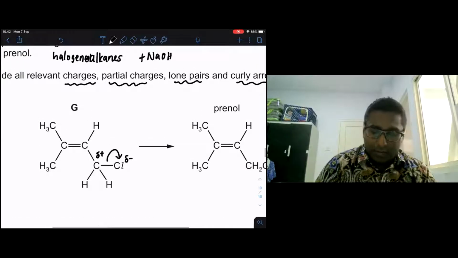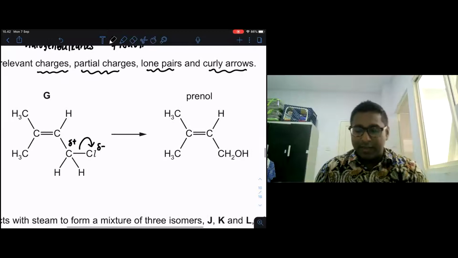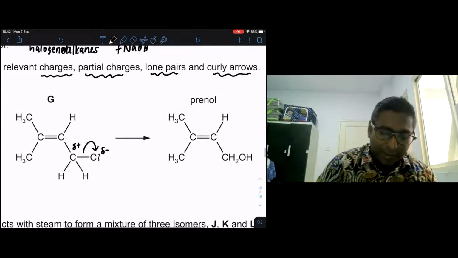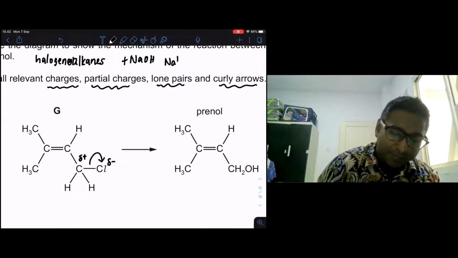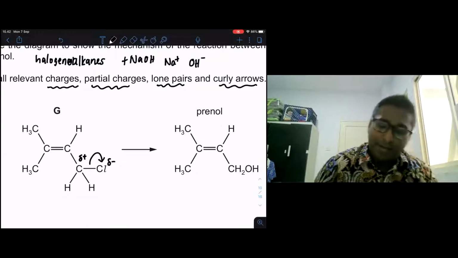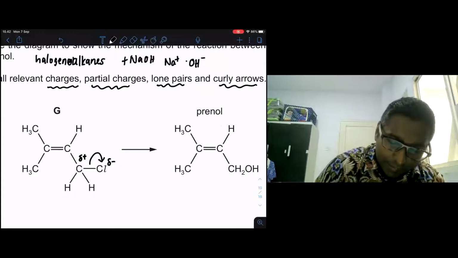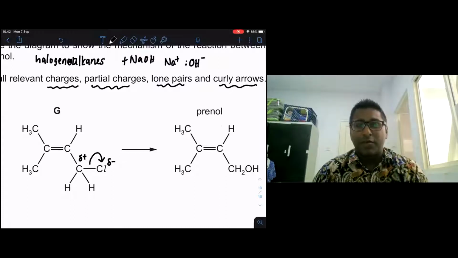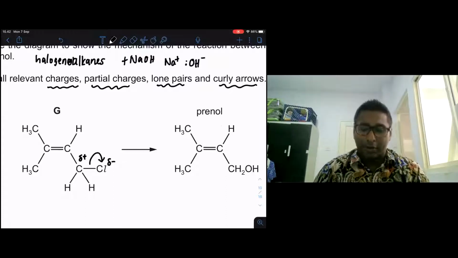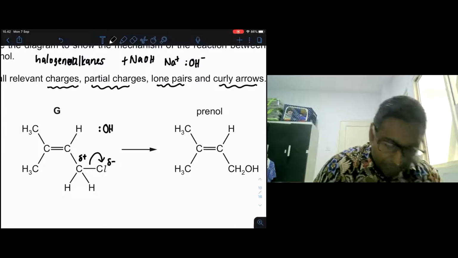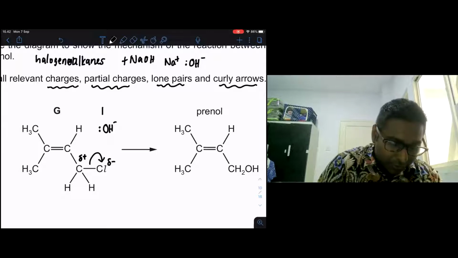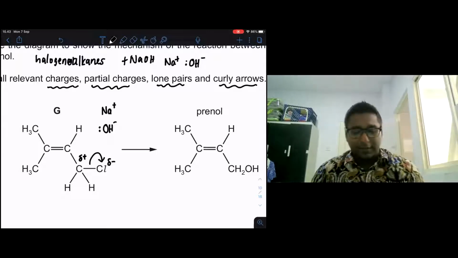So here, you don't see any Na. So what I do is I will separate. For example, NaOH is Na plus, OH minus. Since they are separated, there is going to be OH with a lone pair of electrons. So I'm going to put OH with a lone pair of electrons. If you want, you can put the Na plus over here, it doesn't matter.